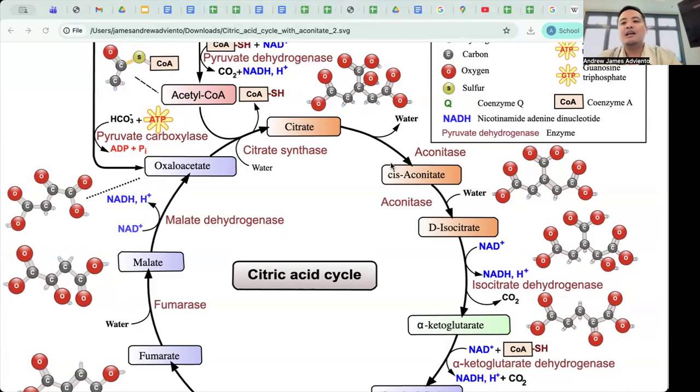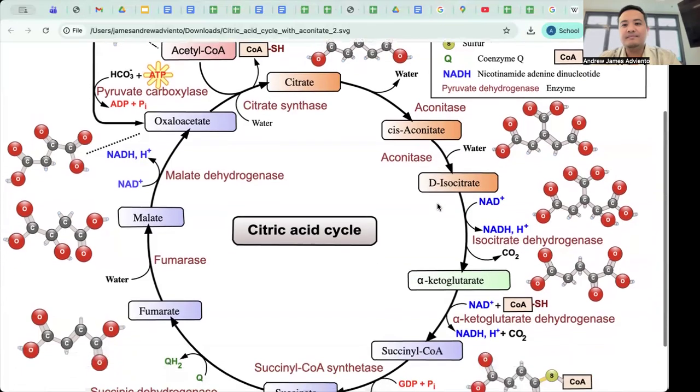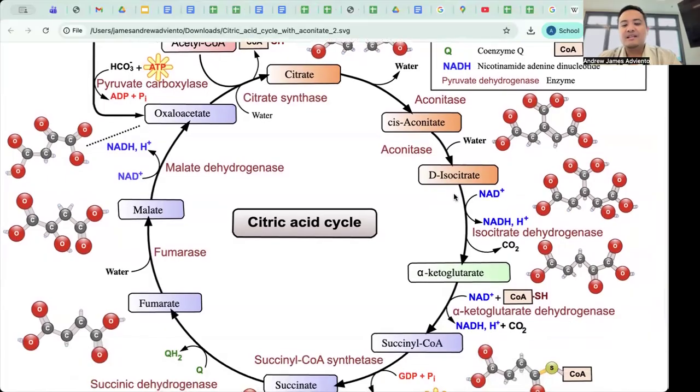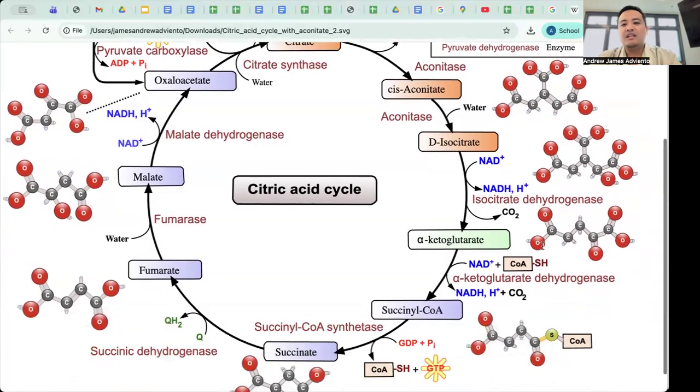The NADH carries high energy electrons to the electron transport chain. This step is catalyzed by isocitrate dehydrogenase, another major control point. So another carbon dioxide and another NADH, as you can see.